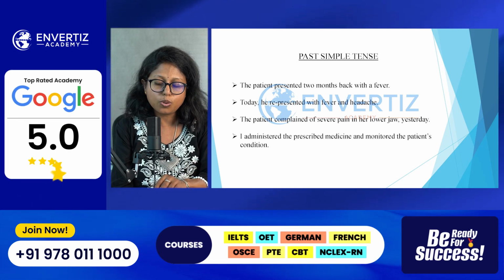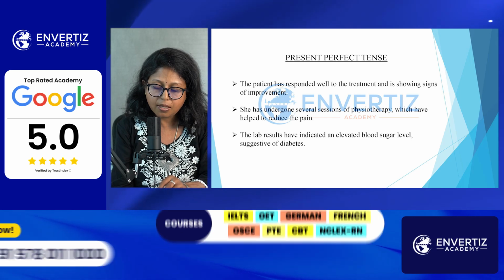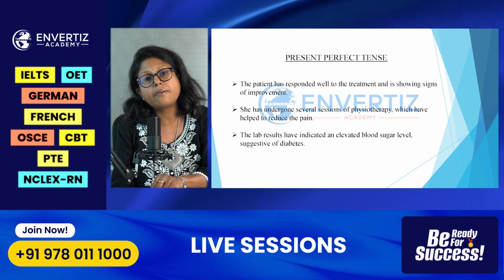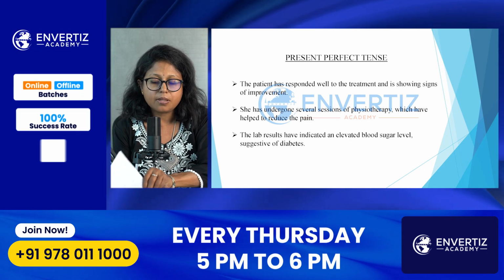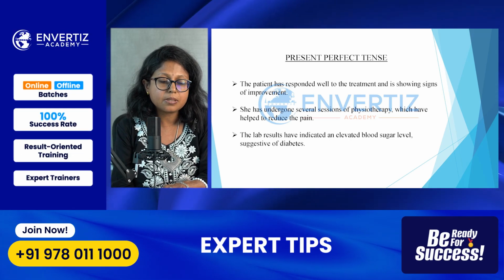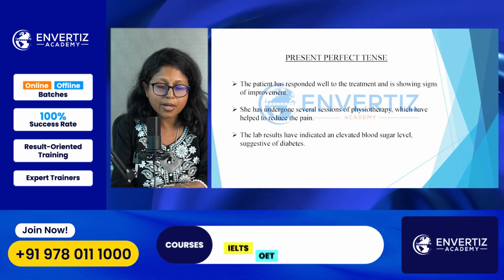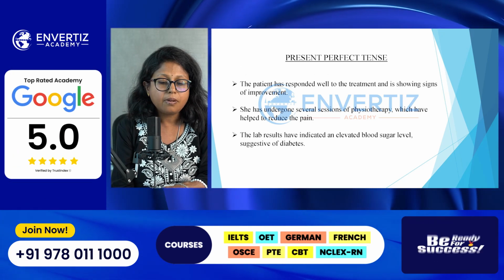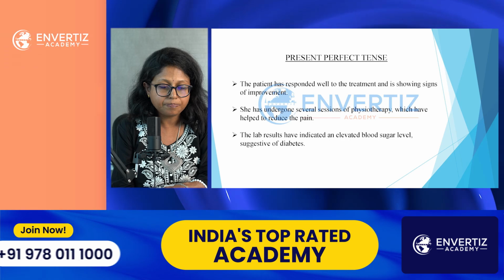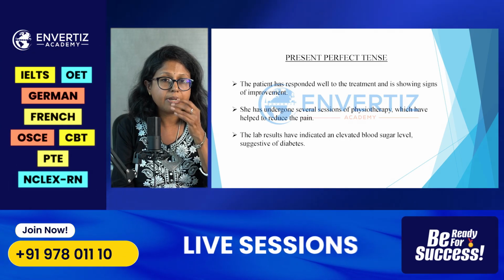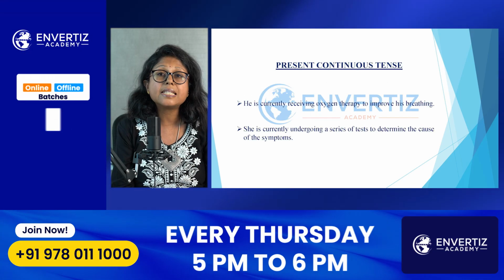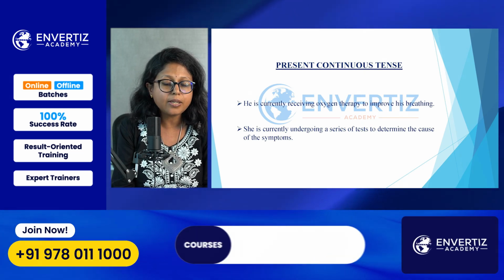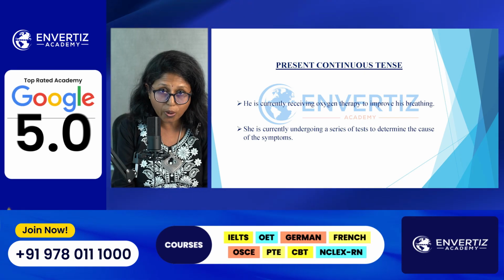Then we went on to the present perfect tense, where we said that actions occurred in the past but are relevant in the present. We looked at a few examples, for example, she has undergone several rounds of physiotherapy which have helped to reduce the pain. The next tense that we discussed was the present continuous tense, where we use the word currently to say that the action is ongoing.